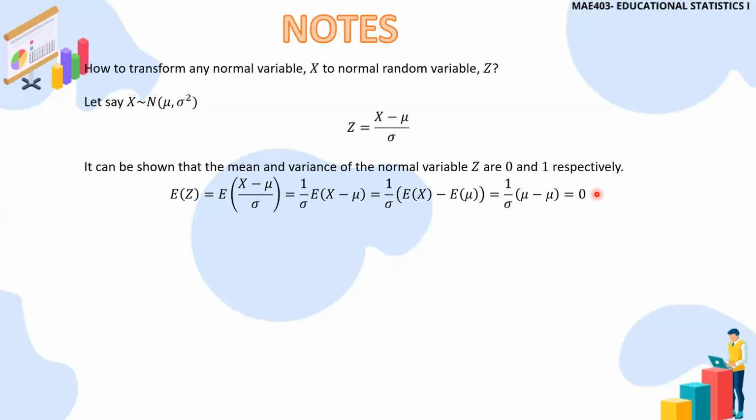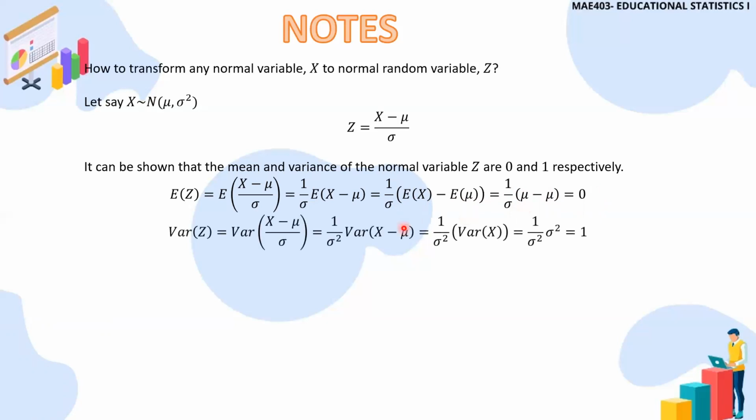Now let's prove the variance is equal to 1. The variance of Z is the variance of X minus mu over sigma. Factorizing 1 over sigma square, the variance of X is sigma square. So sigma square multiplied by 1 over sigma square is equal to 1. So this is proven. Therefore, when X is normally distributed with mu and sigma square, it is transformed to Z normally distributed with mean 0 and variance 1.